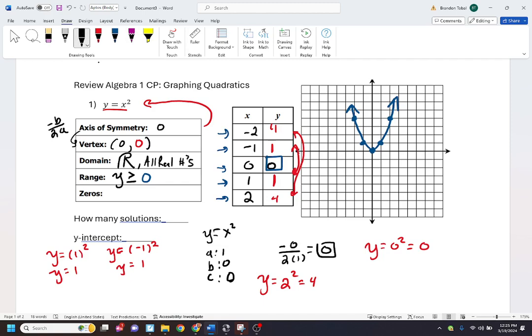If it's up, I guess put this little note here. If it's upwards, it's greater than or equal to. If it's downwards, it's less than or equal to. You want to put a note there or next to the range, I don't care.